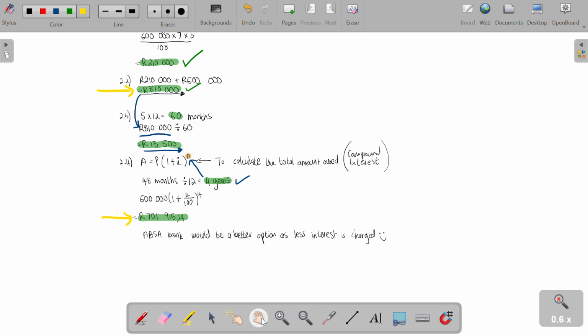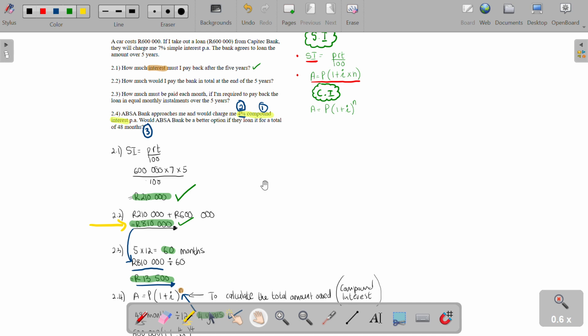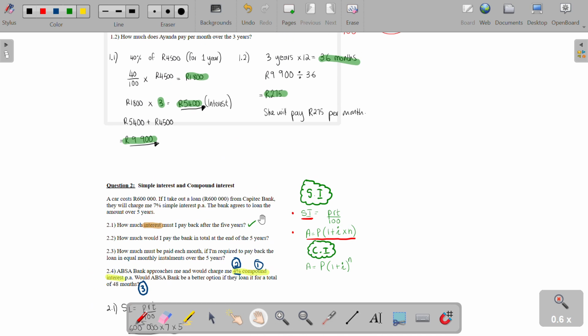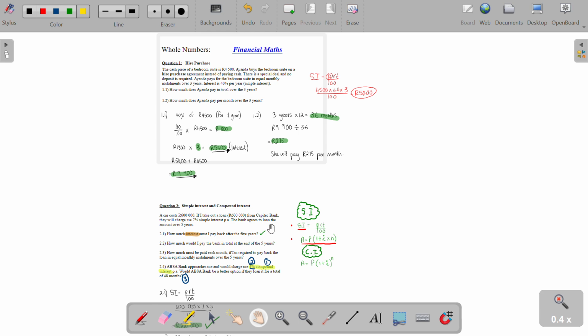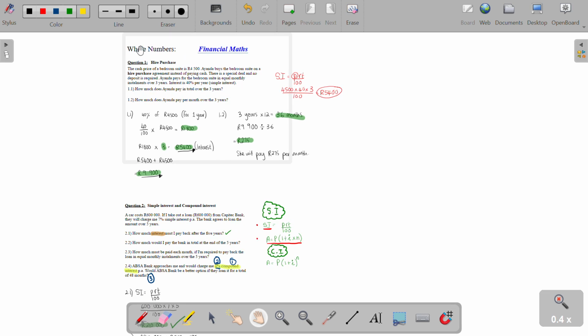Okay, so I hope that's helpful. I try to touch on a few different aspects in one video, so that we don't have to make so many videos. But on the whole, this is whole numbers financial maths. This was a hire purchase question, and this was simple and compound.